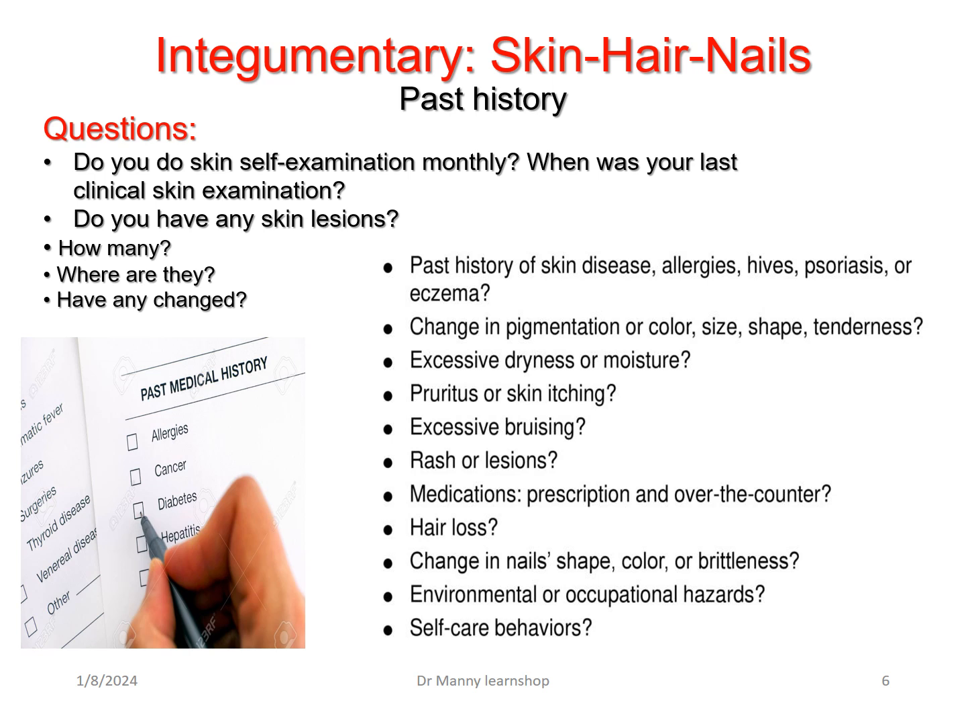Past history is also important. So what's the past medical history, or even possibly the surgical history? And questions could include things such as, do you do a self-examination every month? Do you look for abnormalities in your skin? And if so, when was your last clinical skin examination, either by self or possibly a professional? Do you have any skin lesions? If the answer is yes, how many? Where are they? Have they changed?